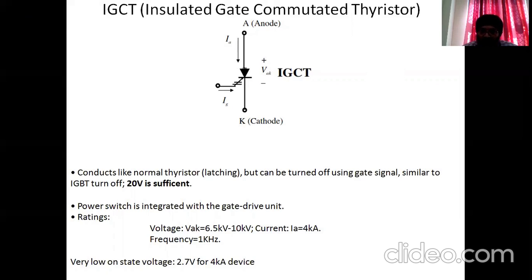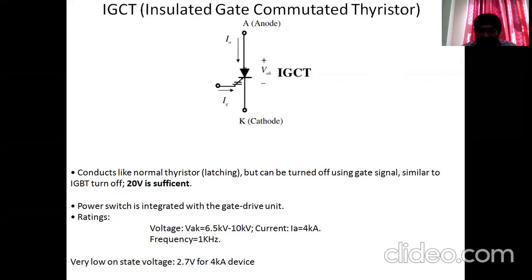But in this case, the gate terminal can be used for switching on as well as switching off, just like a GTO. The benefit is that only a small value of voltage is required to turn off the device. We do not need a large signal to turn it off, as in a GTO.